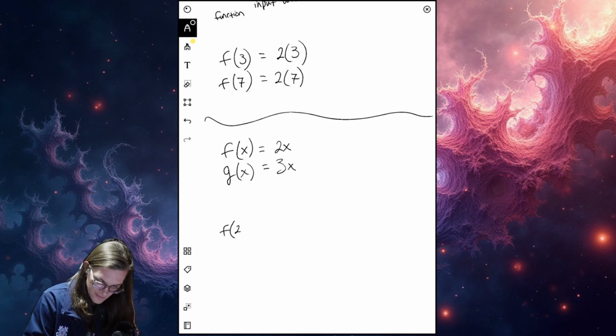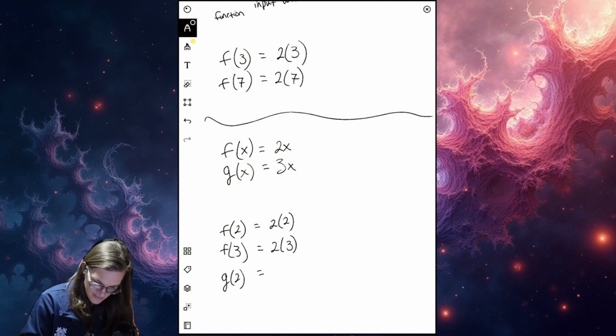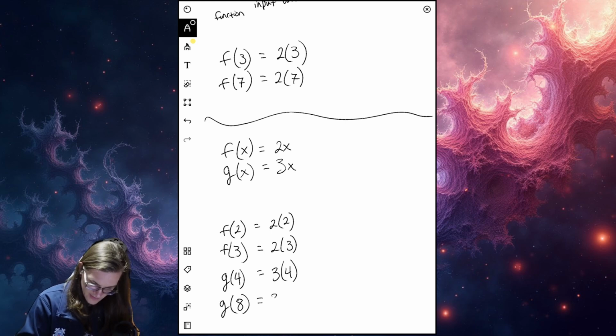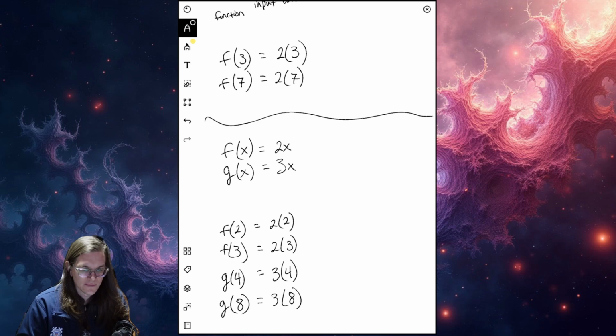f of 2 will equal 2 times 2. F of 3 is 2 times 3. And g of 2 is, let's do a different number because it's going to get a little confusing. G of 4 equals 3 times 4. G of, say, 8 will be 3 times 8, right?